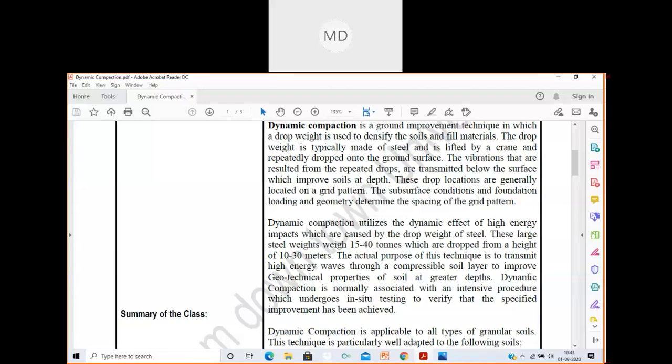The actual purpose of this technique is to transmit high energy waves through a compressible soil layer to improve geotechnical properties of soil at greater depths. Dynamic compaction is normally associated with an intensive procedure which undergoes in situ testing to verify that the specified improvement has been achieved. So we will keep repeating this process until the required improvement is achieved.